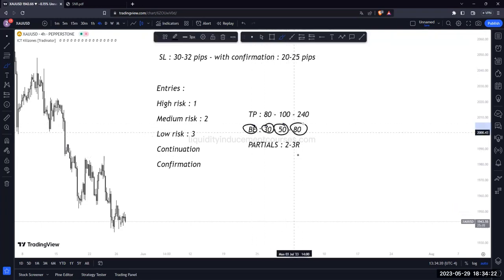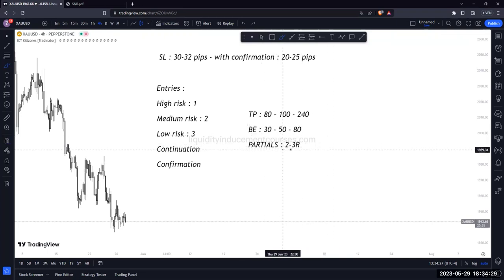Your break even for high risk is 30, your break even for medium risk is 50, your break even for low risk is 80 pips, especially when you have news. When you don't have news, you can put it at 60 pips break even. Your partials is at 2 to 3R for every entry type if you want. You can manage it your own way, okay?